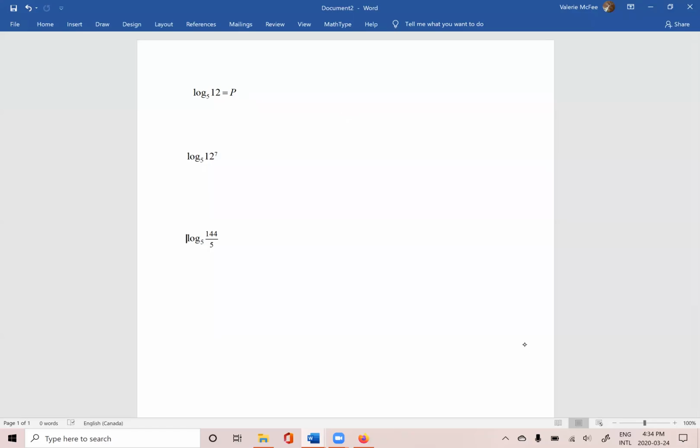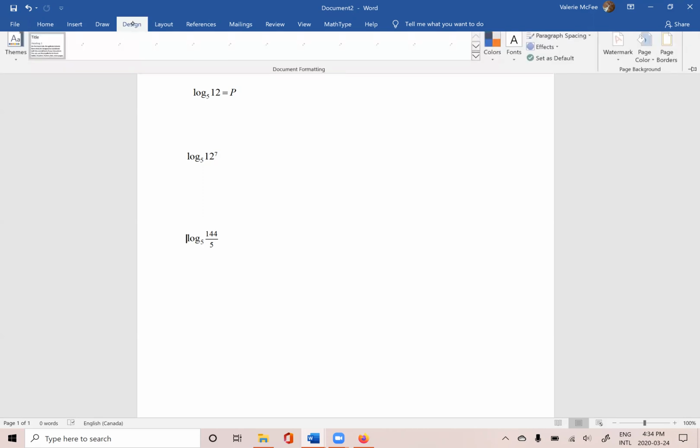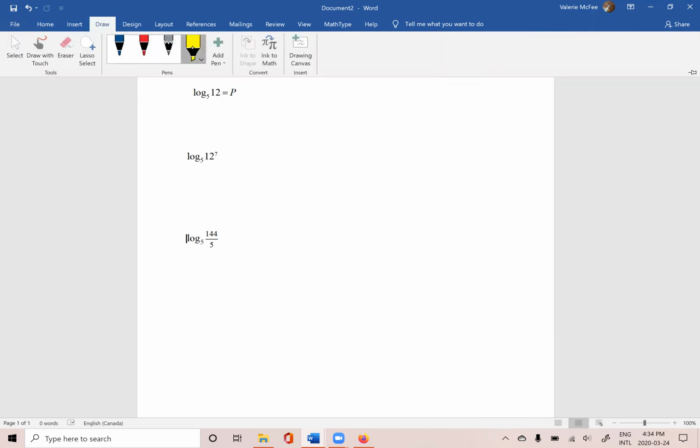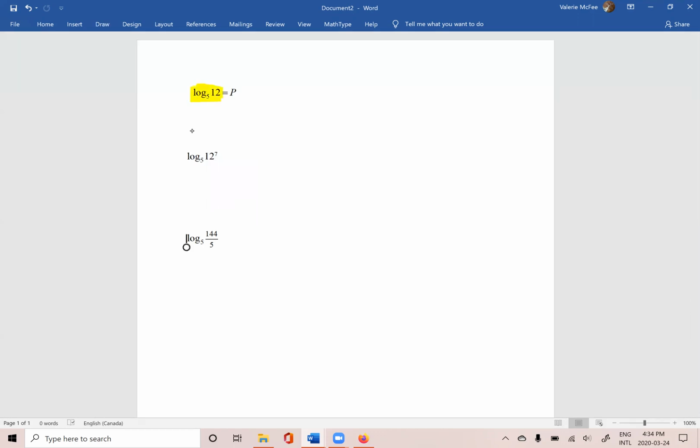Okay, let's look at this question here. You're given log base 5 of 12 equals p, and the first question that you're asked to look at is log base 5 of 12 to the power of 7. So somehow we want to be able to use substitution. We want to substitute all of this in the expressions below with p.